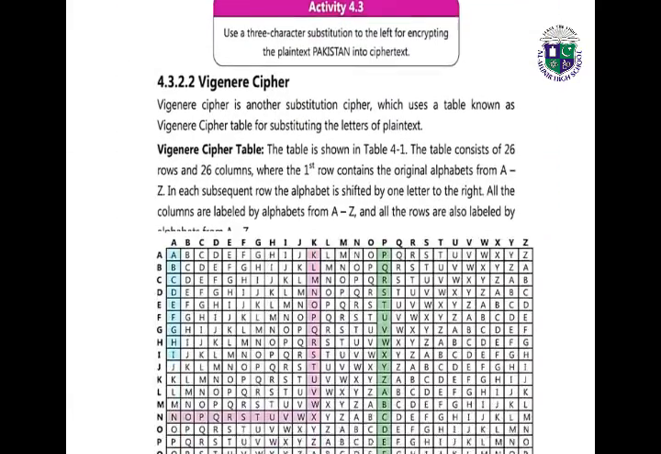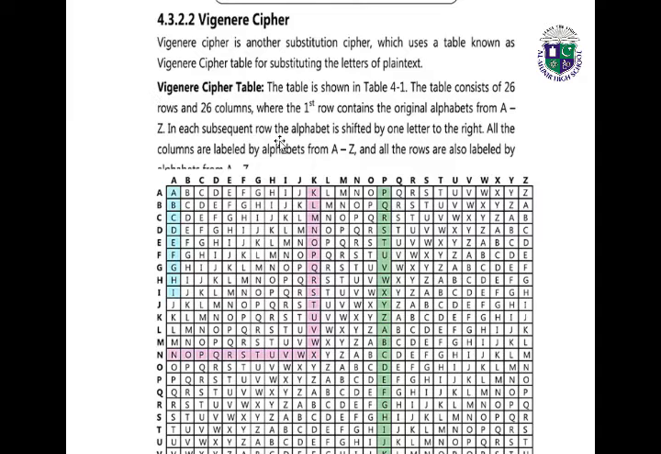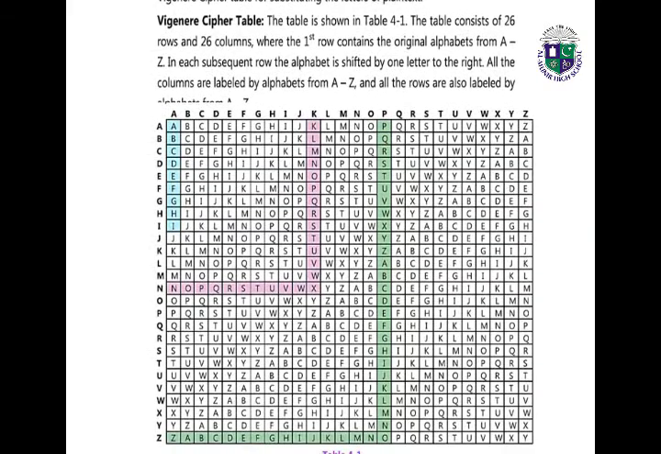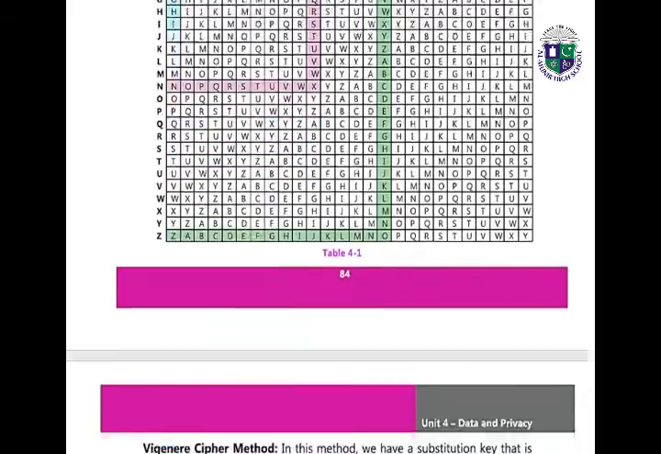Next, the Vigenere cipher is another substitution cipher which uses a table known as the Vigenere table. According to this table, we have a total of 26 rows and 26 columns. The horizontal lines show the rows, the vertical lines show the columns. The first row contains the original alphabets, look here, from A to Z. Now the alphabet A will go to the end, and it will start from B. Then B will go to the end, and it will start from C, and so on. In this way we will make the code.